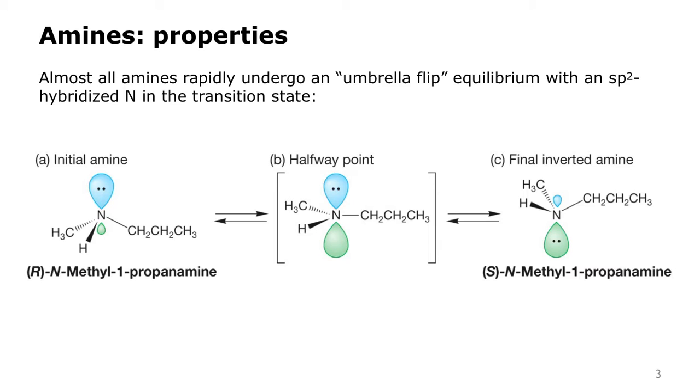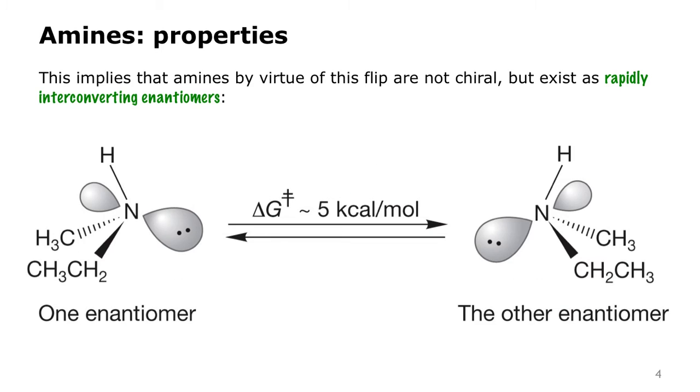There are some types of amines, aziridines, which are three-membered rings that contain a nitrogen, that for orbital reasons are somewhat resistant to this umbrella flip, and you can isolate enantiomers of those. But most simple amines rapidly racemize if you could isolate them. That barrier is only about 5 kilocalories per mole, well below the 20 or 30 kilocalories per mole available at room temperature. And so we generally think of these structures as rapidly interconverting between the two enantiomeric forms.